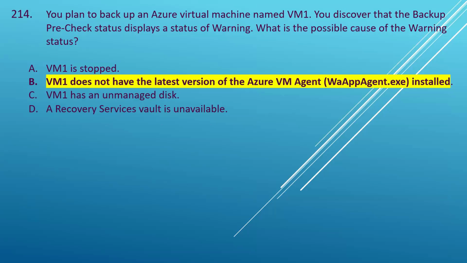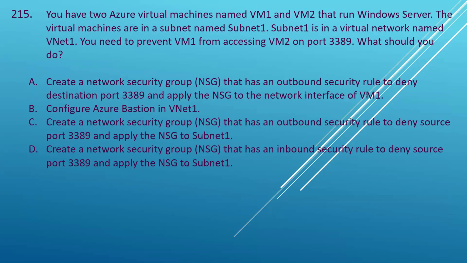operations. Folks, this is question number 215. You have two Azure virtual machines named VM1 and VM2 that run Windows Server. The virtual machines are in a subnet named Subnet 1. Subnet 1 is in a virtual network named VNet 1. You need to prevent VM1 from accessing VM2 on port 3389. What should you do? And your options are: create a network security group that has an outbound security rule to deny destination port 3389 and apply the NSG to the network interface of VM1.